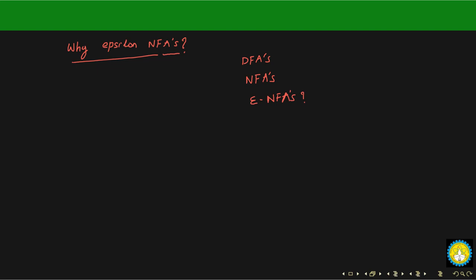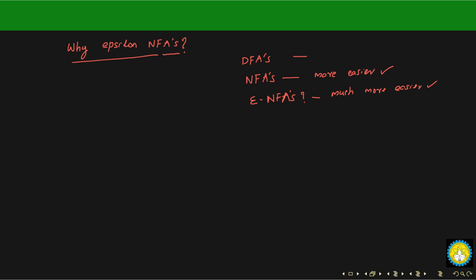Now we know that NFAs are easier to design compared to DFAs. Now epsilon NFAs are much easier to design compared to even NFAs. So we started with the design of DFAs, and then we realized that the design of NFAs is much easier. And now again we are looking at the design of epsilon NFAs, which will allow us to design for a given language in a much easier way. So that's the motivation of why we study epsilon NFAs.